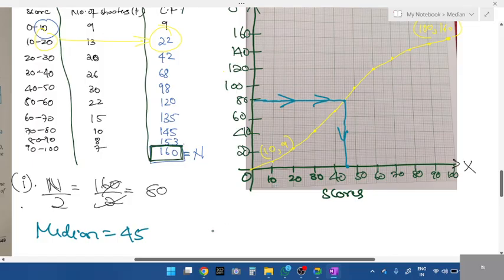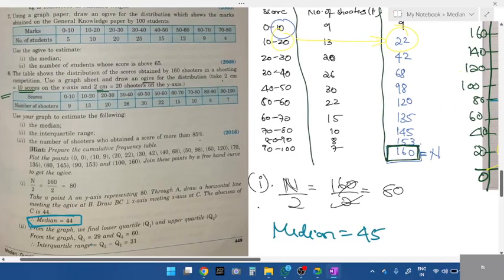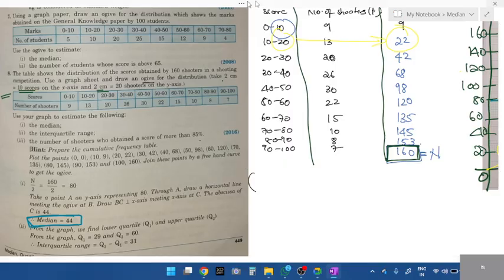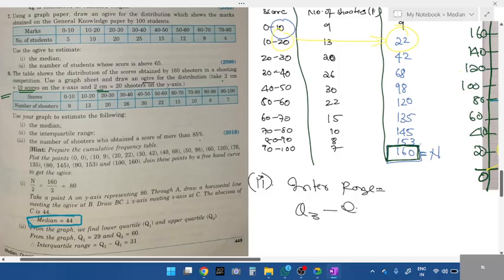All of you are done? Completed? First question done. Okay. Second question, students. Remember, even in the last exercise, I taught you the interquartile formula. What is interquartile? Q3 minus Q1. Now look here. For the second question, we need Q3 and Q1, students, alright? Interquartile range is equal to Q3 minus Q1.